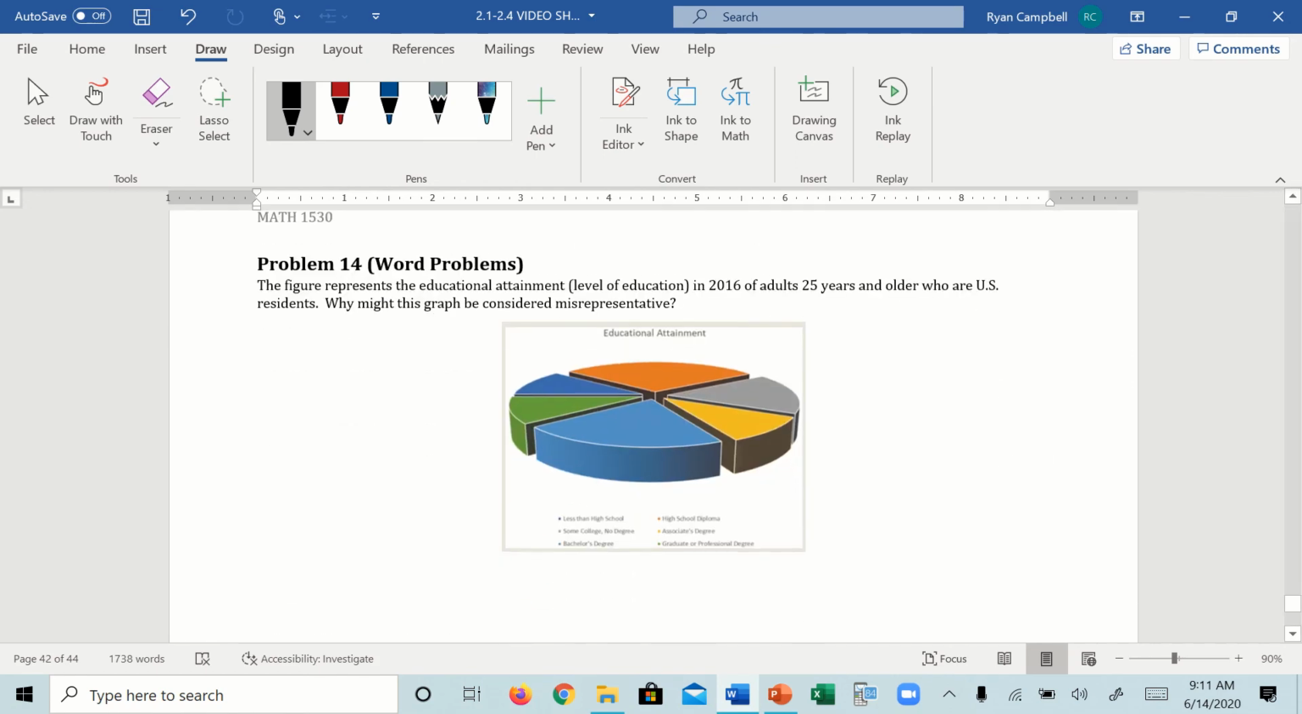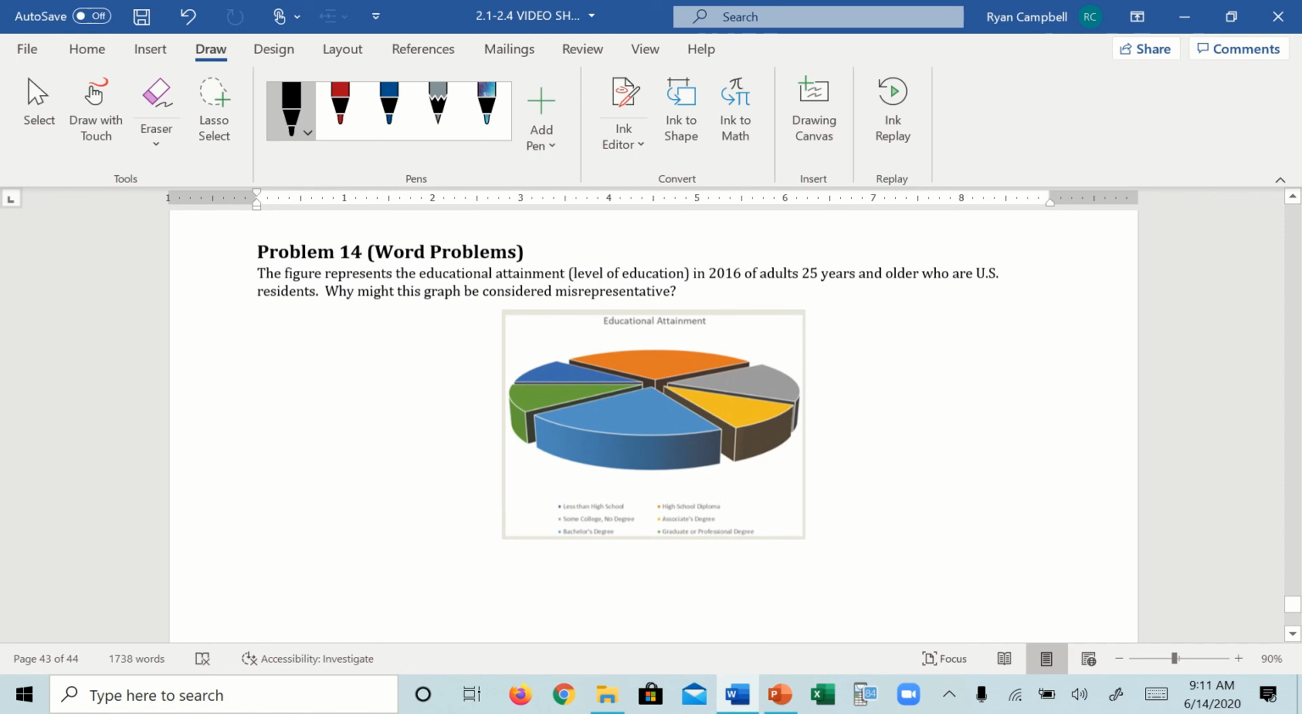All right, last one. The figure represents the educational attainment levels of education in 2016 of the adults 25 years and older who are in the United States. Why might this graph be considered misrepresentative?